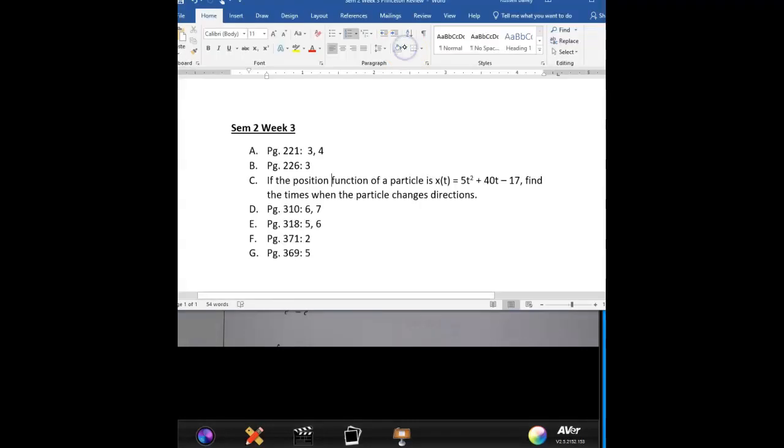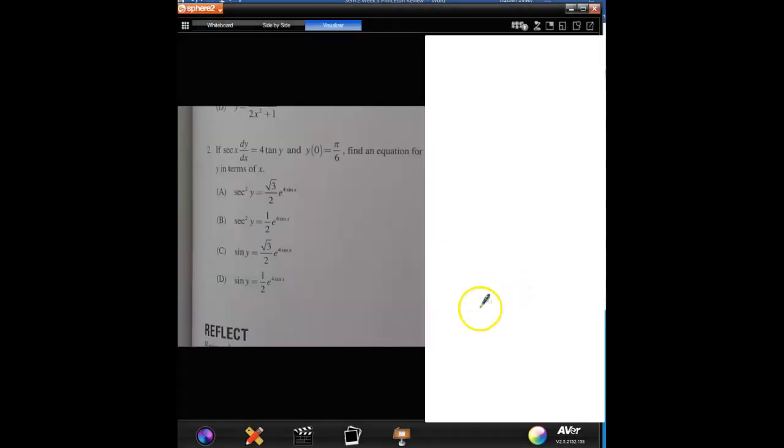We just finished page 318. We're going to move on to page 371 now. All righty. So now we are on page 371, and we're going to do number 2. All right, it's been a while since we've done one of these things here. So if secant x dy dx equals 4 tangent y, and y equals this, find an equation for y in terms of x, okay?